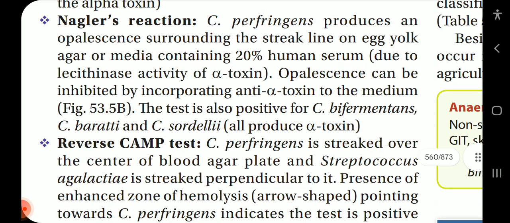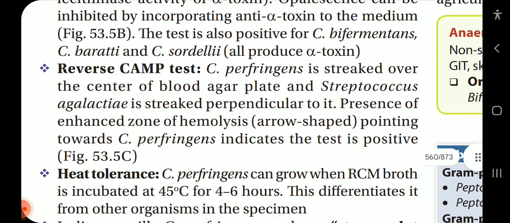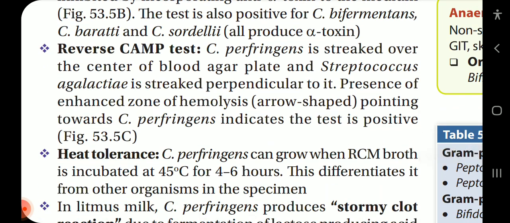Nagler's reaction: Clostridium perfringens produces an opalescence surrounding the streak line on egg yolk agar or media containing 20% human serum due to lecithinase activity of alpha toxin. Opalescence can be inhibited by incorporating the anti-alpha toxin into the medium. The test is also positive for Clostridium bifermentans, Clostridium baratii, and Clostridium sordellii. All produce alpha toxin.